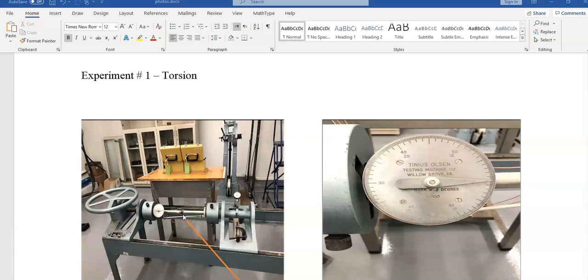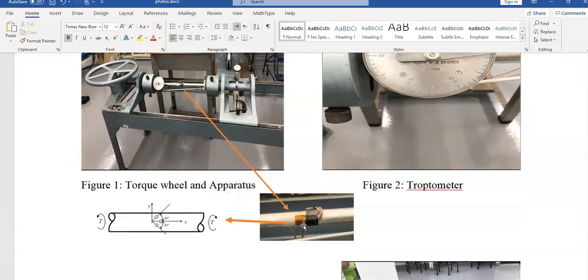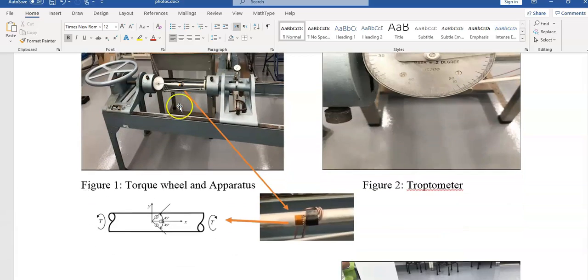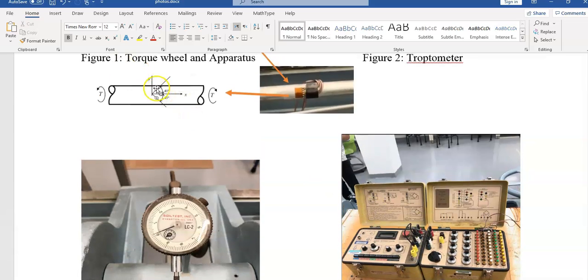A strain gauge is attached to the middle of the shaft, which you can see here. This strain gauge is measuring the strain along these three directions, and these three directions are 45 degrees with respect to each other. So from this strain gauge, which is connected to this strain indicator, which is shown here, from here you would read epsilon 1, epsilon 2, and epsilon 3 along these three directions.